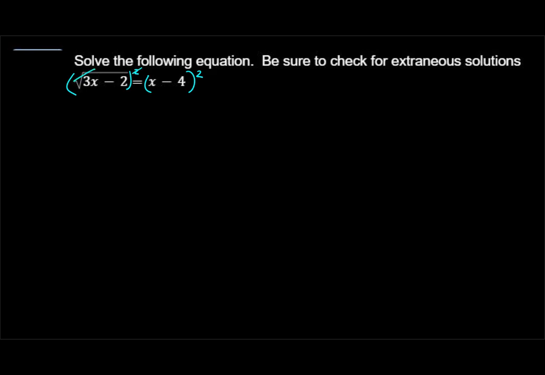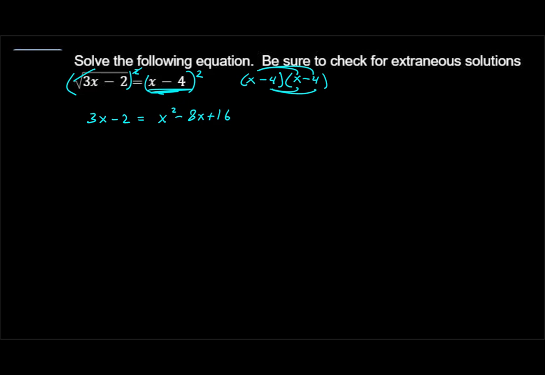Squaring and square root will cancel, leaving us with 3x minus 2 equals, if I do x minus 4 squared, you can either use the property to distribute it out quickly, or you can write it out twice and then distribute like normal. No matter which way you approach dealing with x minus 4, the difference of x and 4 squared, you should still get x squared minus 8x plus 16 after combining like terms.